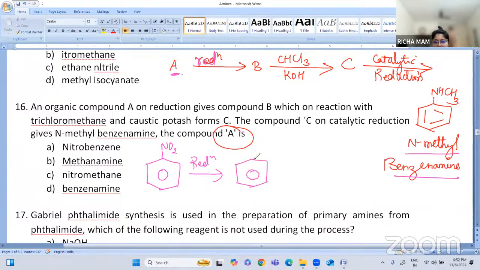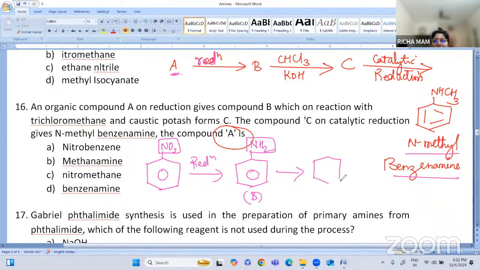This nitro group, if I do reduction, I'm going to get aniline, right? NH2. Nitro group is reduced to aniline. Oxygen is removed and hydrogen is added. So this will be my B. Further, I'm treating it with trichloromethane in the presence of caustic potash. So what am I going to get?